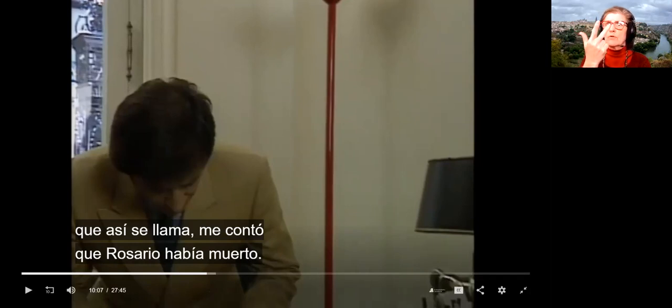Contar could be 1, 2, 3, 4, 5, it could be all that, but contar also means to tell a story. So, me contó is like saying me dijo, he told me. Me contó is the exact same expression, just using a different verb as me dijo. Me contó que Rosario había muerto, that she had died. Not she has died recently, but she had died. And the había muerto puts that action way, way, way far in the past.